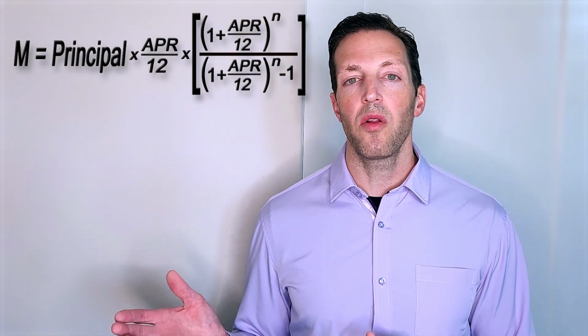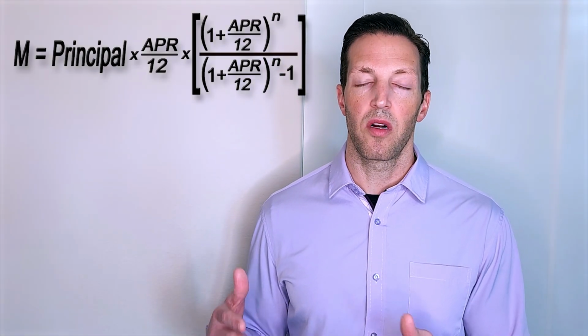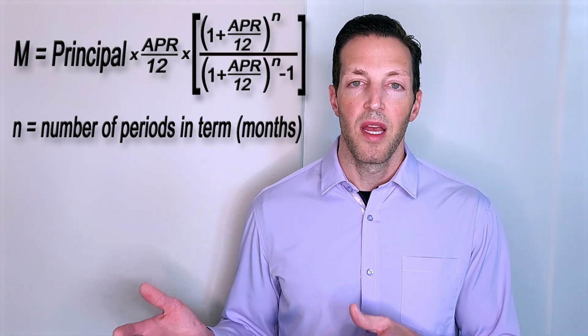So for now, we'll just take for granted that the formula for the monthly payment is given here, where N is the total number of months in the term, or the total number of periods in the term. So for a 30-year mortgage, for example, this would be 360. But since it's not intuitively obvious how to arrive at that formula, I'll make another video on that since it's really nothing mysterious.